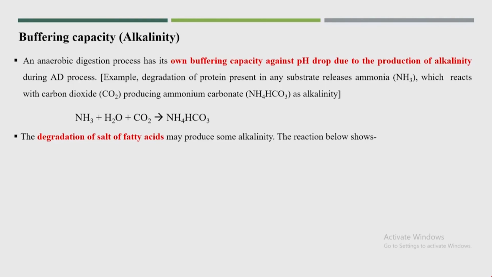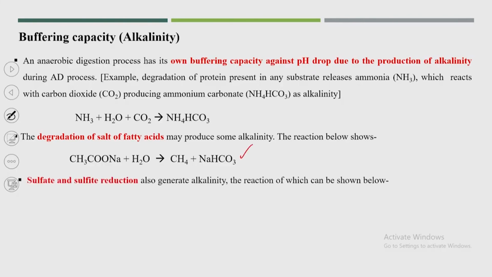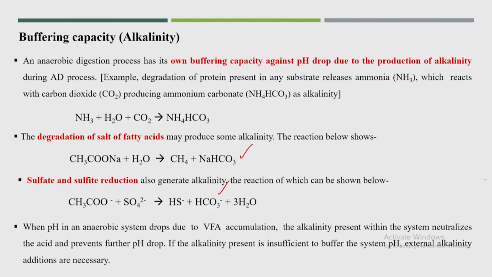The degradation of salt of fatty acids may produce some alkalinity, and these reactions could be possible like here. This also can be possible. So, this is the sodium alkalinity. Sulfate and sulfide reduction also generate alkalinity. The reaction could be like this. So, here also the carbonates or bicarbonates will get produced.